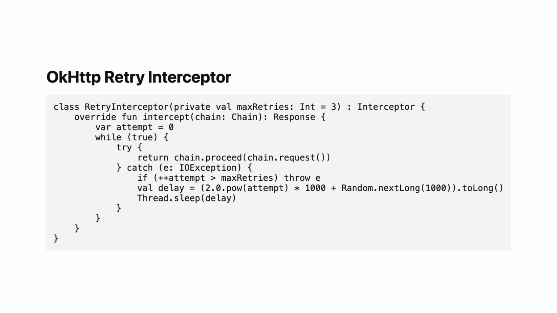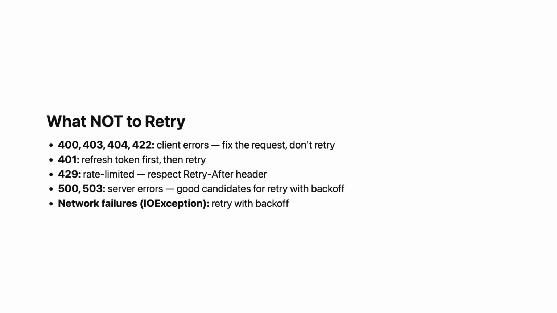A pattern I like is combining both. OkHttp timeouts protect against slow network calls, and coroutine timeouts protect against the overall operation taking too long. The coroutine timeout should be longer than the OkHttp timeout. It is the outer safety net.